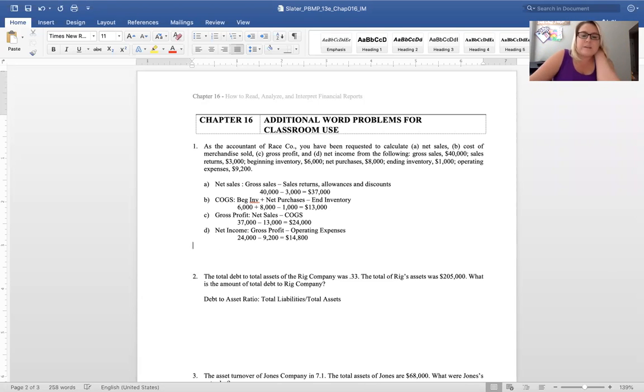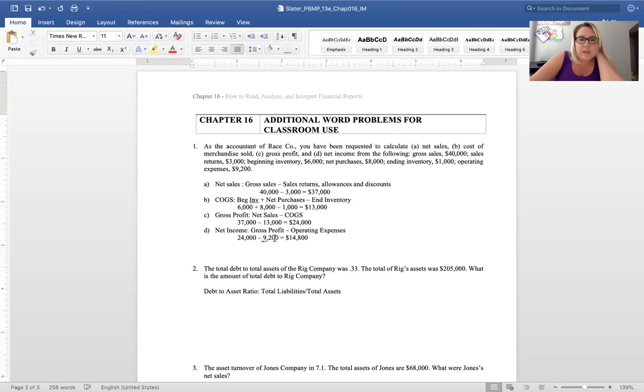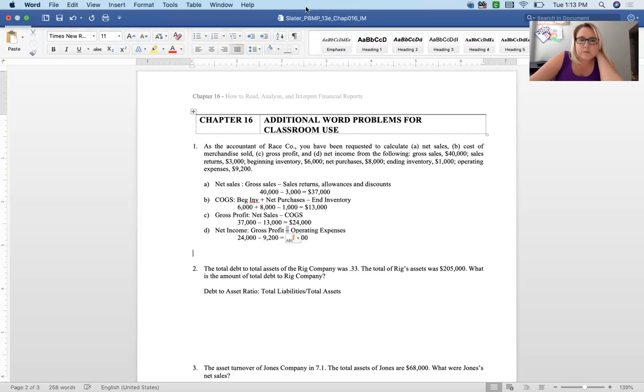Make sure that you can manipulate these. If you're given your net income and you're given operating expenses, make sure you can back into gross profit. Or if you're told your net sales and your gross profit, make sure you can calculate your cost of goods sold. As long as we know two of the numbers, then we can calculate the third. So make sure that you can manipulate each of these to solve for the missing number. Any questions on the first one?